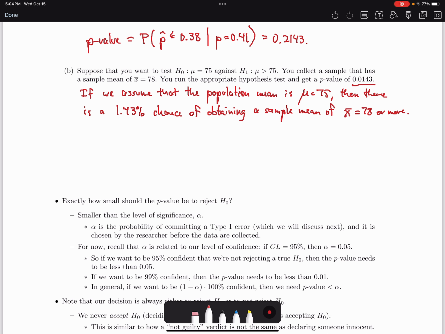To write this down in math symbols, we would say this. Our p-value is the probability of obtaining the sample mean that we obtained, 78, or more, so greater than or equal to 78, given that the null hypothesis is true. Well, what does the null hypothesis say? In this case, the null hypothesis says mu equals 75. So this is the p-value, and we're told that this is equal to 0.0143. Okay, so that's the p-value.